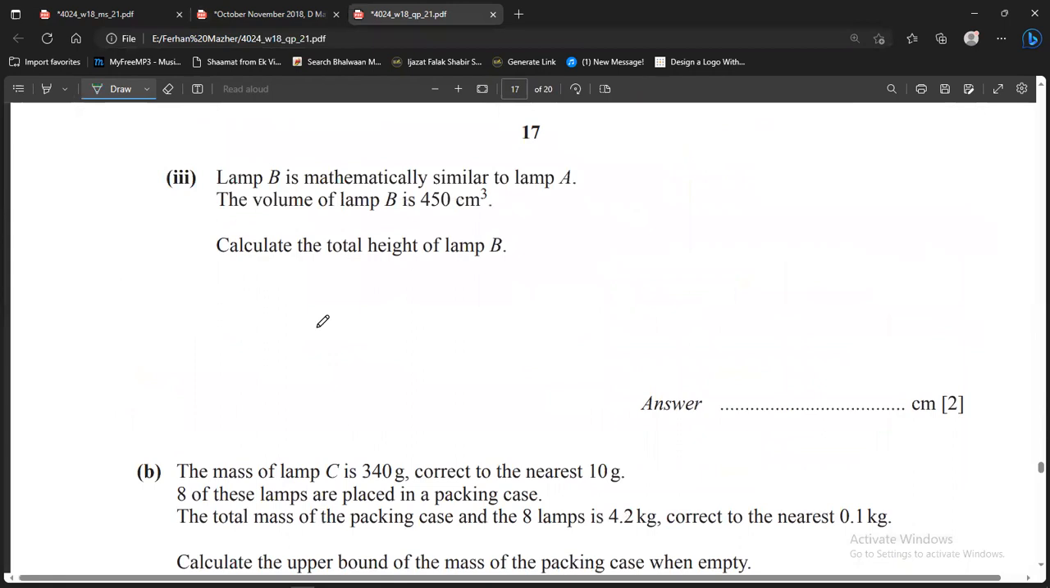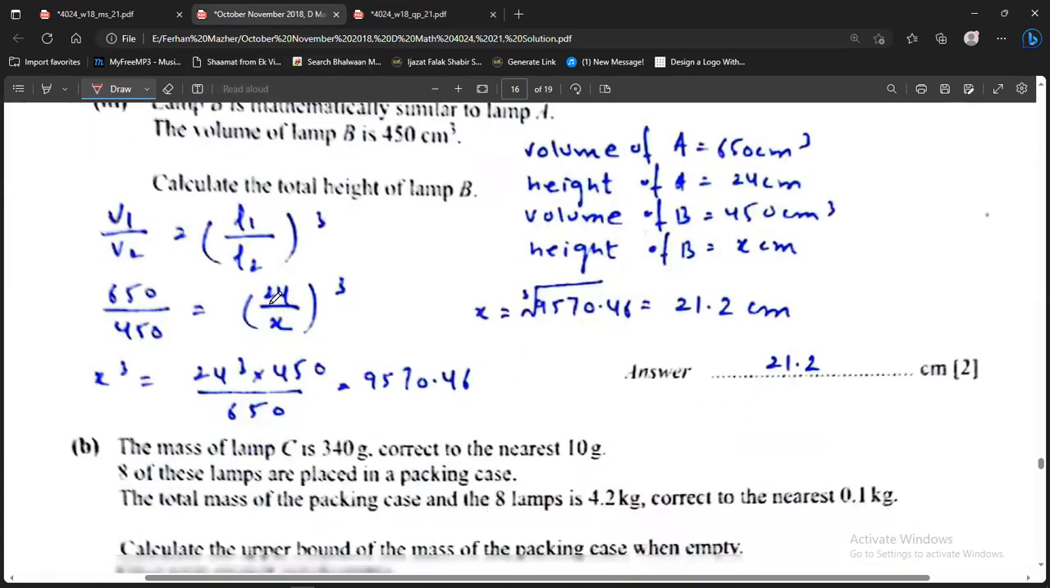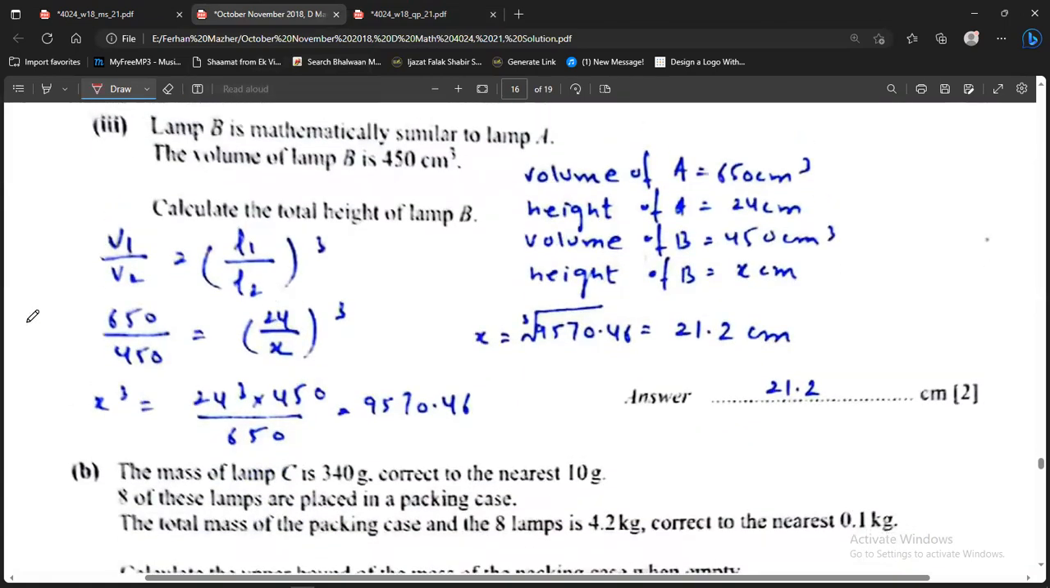He says the lamp B is mathematically similar to lamp A. The volume of the lamp B is 450 centimeter cube. Calculate the total height of the lamp B. Because both the lamps are similar, the ratio of their volumes will be equal to the cube of the ratio of their heights. So V1 by V2 will be equal to height 1 by height 2 whole cube.